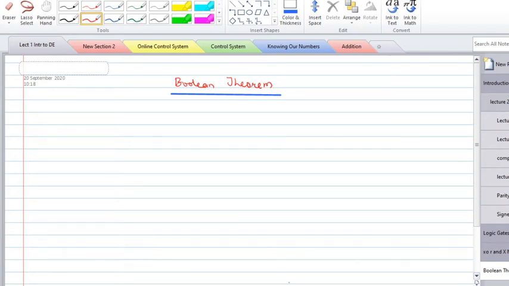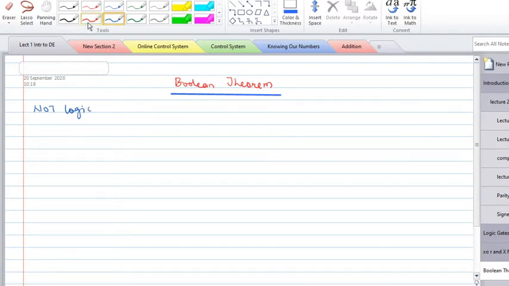Hello friends. Now in this lecture we will learn some Boolean theorems which are important and necessary to learn to minimize a given Boolean expression. Okay. Very first Boolean theorem is related to a NOT gate. So we will start with NOT gate Boolean theorems first. Okay. NOT logic.